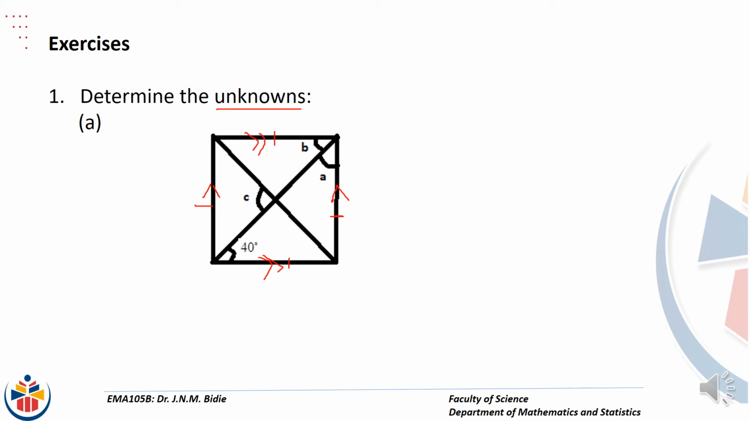For a rhombus, the angles are 90 degrees. So if we've got 90 degrees here, that means A is 50. And what about C? The diagonals, they bisect at right angles. So that means C is 90 degrees.